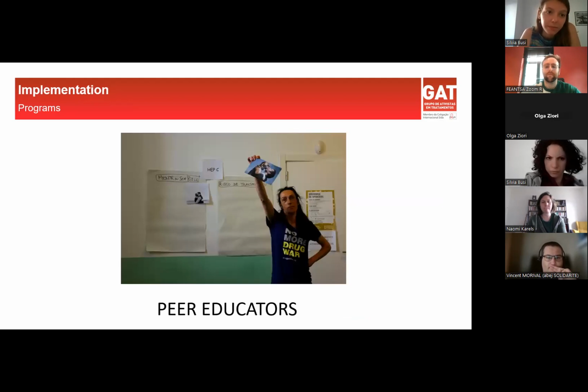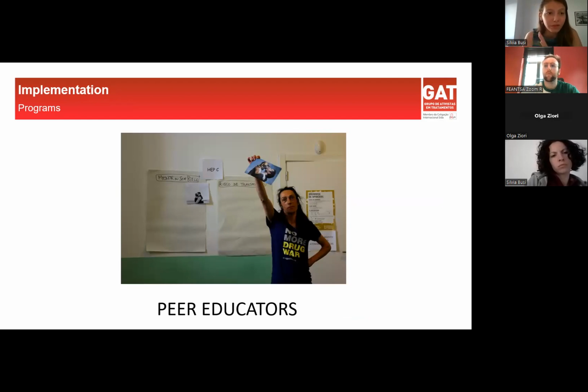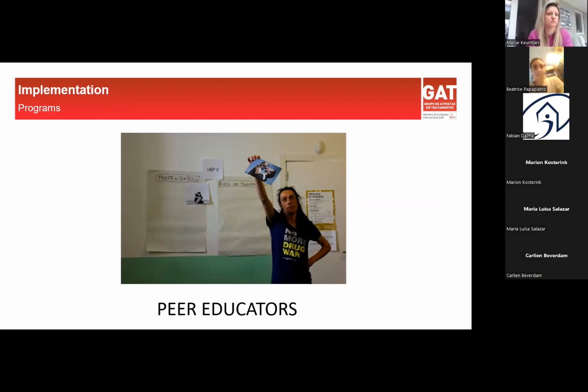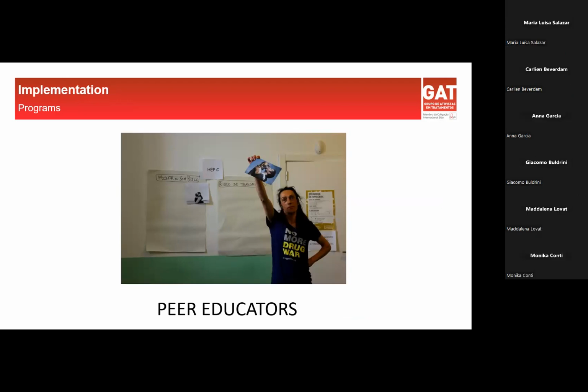Peer educators. Peer educators are really, really important. In our services, at least 50% of the team is made up of peer educators. They are important in both ways because they work with the team that comes from university, from an educational environment, and doesn't know the environment. We know the books, but we don't know what is really going on.